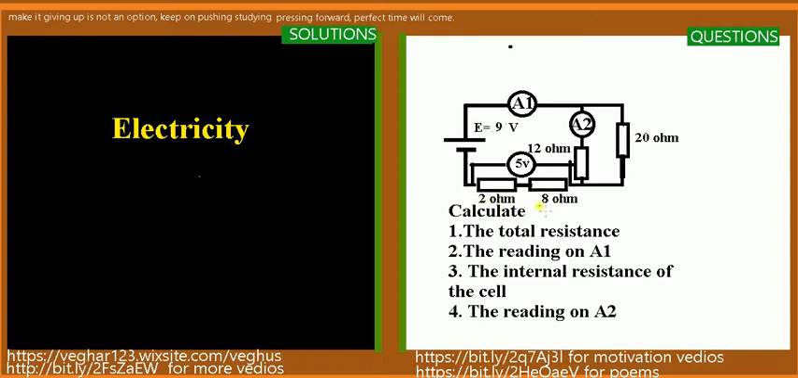So we're given a question like this: calculate the total resistance. For the total resistance, you have to calculate the resistance in the parallel and combine it with the resistance in the series. So to do that, let's start with the ones in parallel.